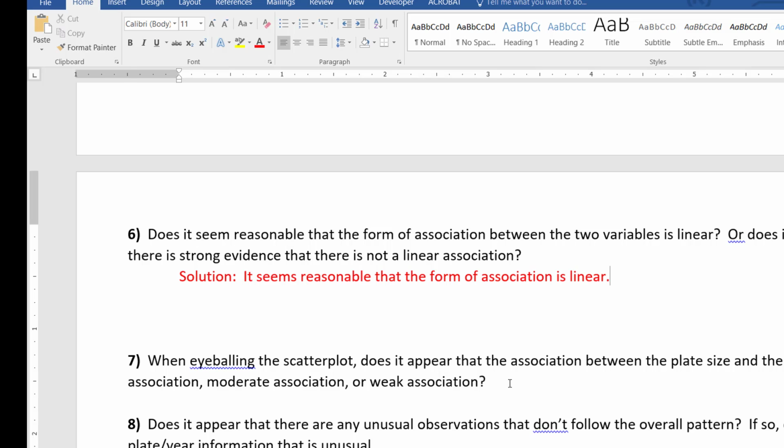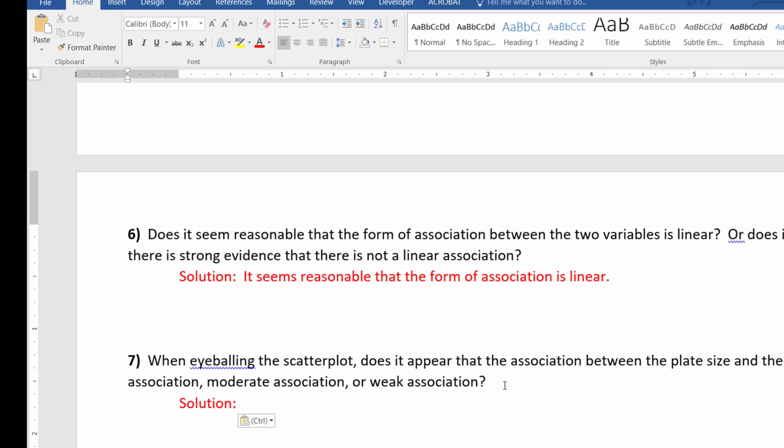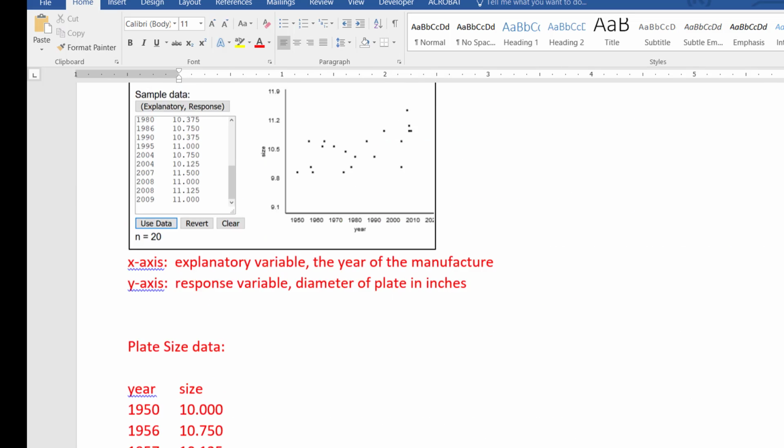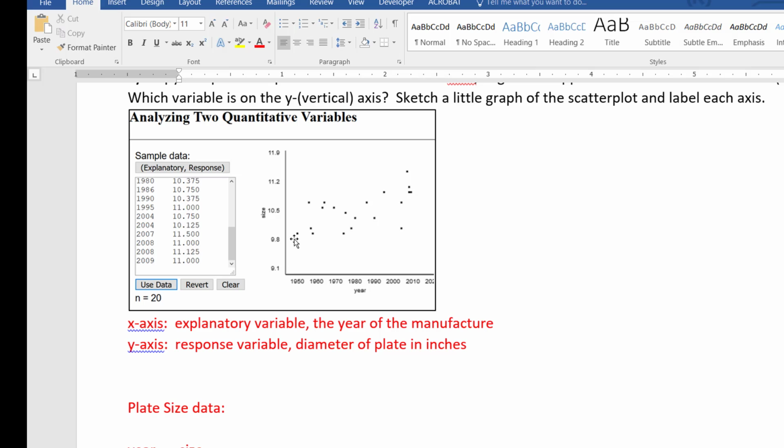And then part 7, does that association seem strong, moderate, or weak? I would say that it's kind of in between moderate and strong, more towards a moderate sort of association. If you look at that scatter plot, it isn't going to be a correlation coefficient of like 0.9, but it might be 0.7, which is kind of edging towards a moderate association.